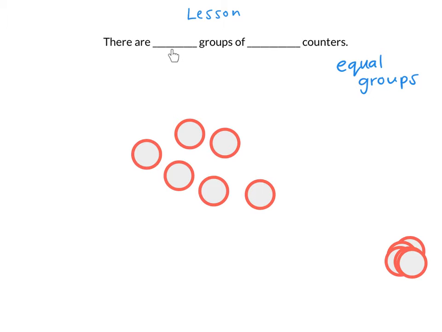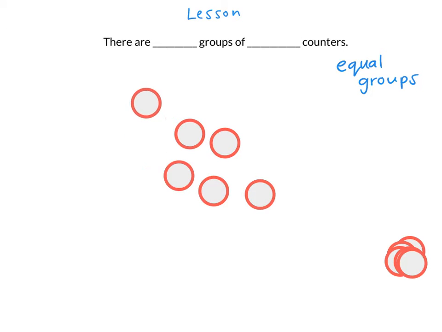So I have a sentence frame here. It says there are blank groups of blank counters. And so what we want to do is I have some here and then I have a nice extra little pile over here. I want to find ways to show that I could put these counters into equal groups. So first I see that I have, 1, 2, 3, 4, 5, 6. I have 6 counters. And there's a bunch of different ways that I can move them into equal groups.